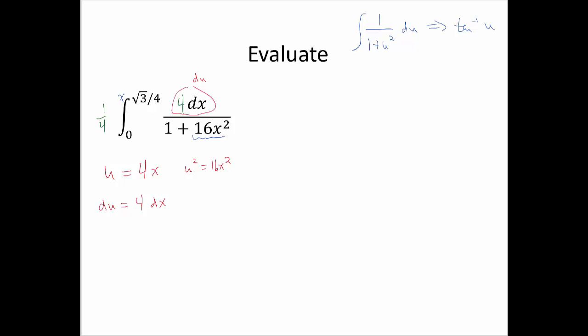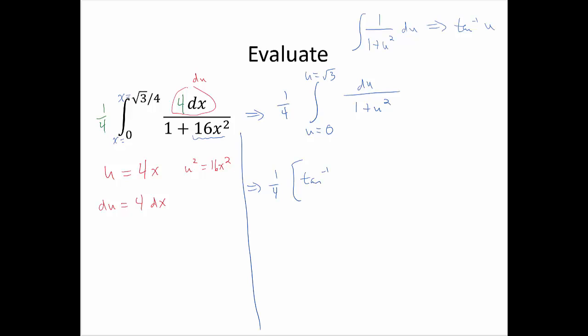Remember that my limits are in terms of x, so I've got x is root 3 over 4, I've got x is 0. Alright, so let's switch that over in terms of u. So I'd have 1/4 the integral. If x is 0, u is 4 times 0, which is 0. And if x is root 3 over 4, multiplying that by 4, u is root 3. Then I'd have a du over 1 plus u squared.